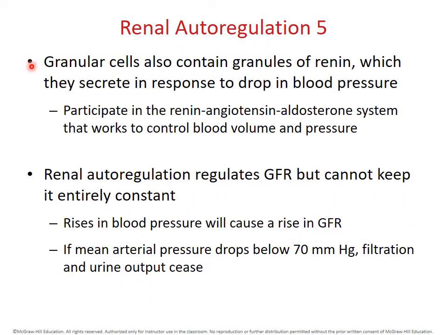These granular cells also contain granules of renin, which we are familiar with. Remember, renin is secreted in response to a drop in blood pressure. So this goes back to the blood pressure regulation mechanisms we talked about in our blood vessel chapter. So remember, when systemic blood pressure falls, we said the kidneys release renin in response to that. Well, now we see it's the granular cells of this juxtaglomerular apparatus that release renin in response to that reduction in blood pressure.